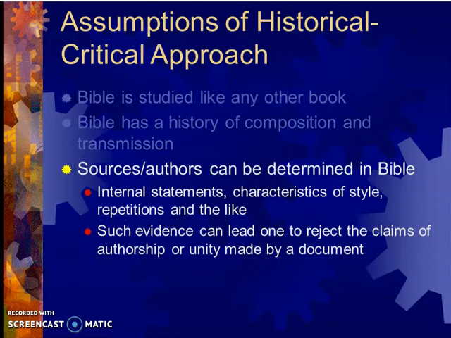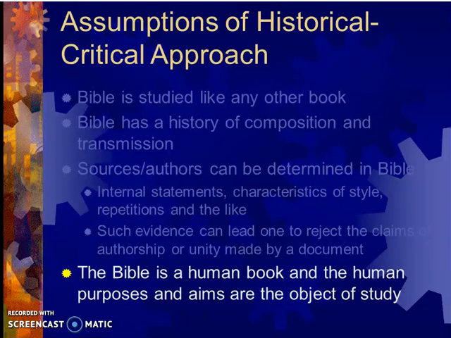Scholars can find internal statements or changes of characteristics of style or repetitions or the like, and from that deduce where sources have been used, and maybe an author has gone from one source to another source. Now, such evidence can even lead one to reject the claims of authorship or unity that is made by a document. Another assumption is that the Bible is a human book and the human purposes and aims are the object of study.